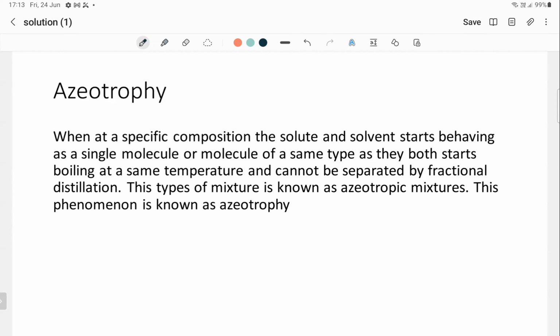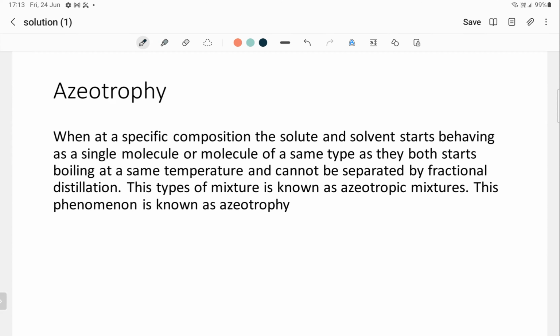When at a specific composition, the solute and solvent start behaving as a single molecule, which means if they both behave as a single molecule, they'll become stable. And as a molecule of the same type, they both start boiling at the same temperature. In simple or fractional distillation, the boiling points have a difference, 100 degree, 40 degree, or 100 degree, 92 degree. That difference will be there. But here, both the mixture will be boiling at the same temperature.